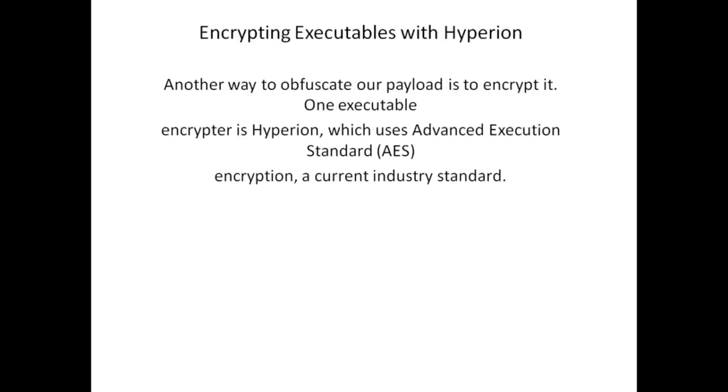Encrypting executables with Hyperion. Another way to obfuscate our payloads is to encrypt them. One executable encryptor is Hyperion, which uses Advanced Encryption Standard encryption, a current industry standard. After encrypting the executable, Hyperion throws away the encryption keys. When the executable runs, it brute forces the encryption key to decrypt itself back to the original executable.